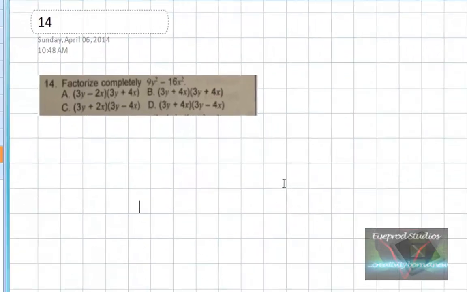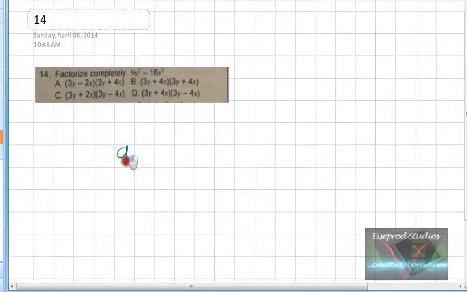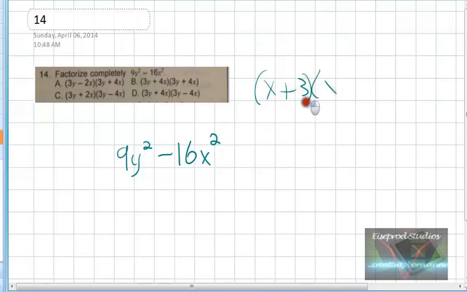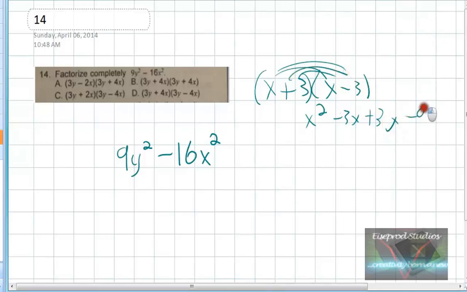So question 14 asks us to factorize completely. And it gives us 9y squared minus 16x squared. So the first thing that you need to do is realize that this is the difference of squares. And so what I mean by that is, say I had x plus 3 times x minus 3. What I would get is x squared minus 3x plus 3x minus 9. So this would just be x squared minus 9.